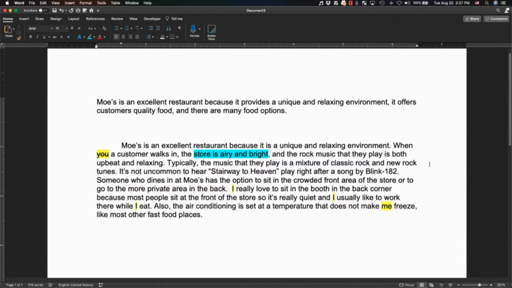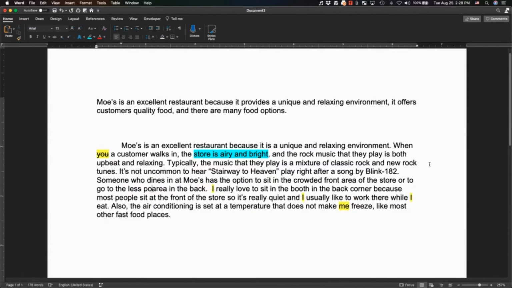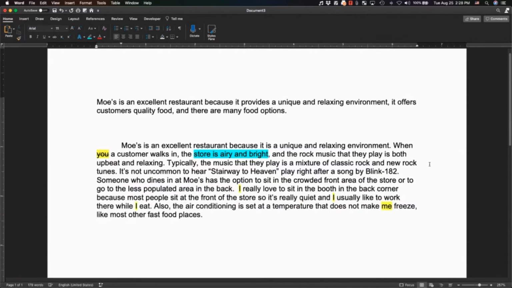All right, so as I've written that, now I'm thinking, okay, the back area is not private, right? But it's the less populated area in the back. So we tweak it as we go. We throw in words as placeholders and then go, it's not perfect. Let's change it. So we've now got someone who dines in at Moe's has the option to sit in the crowded front area of the store or go to the less populated area in the back.